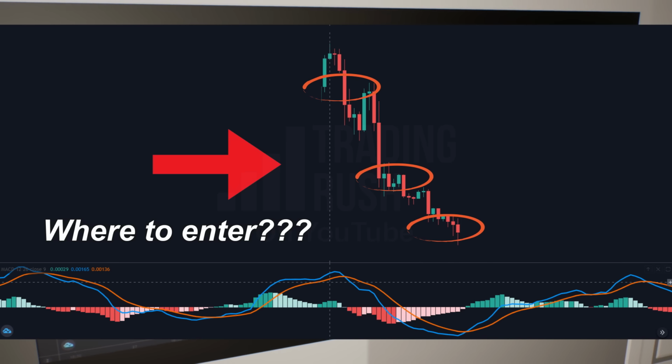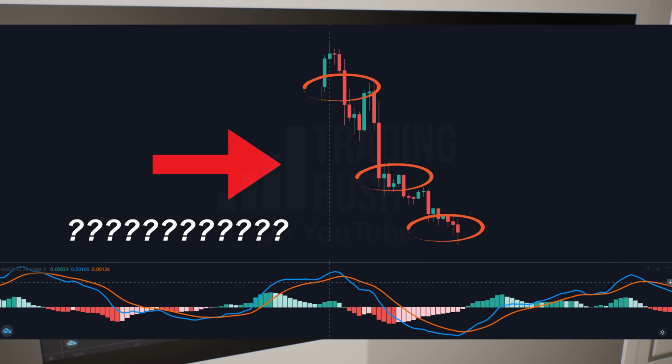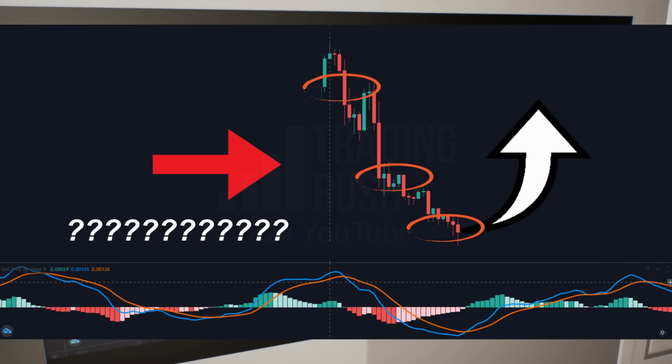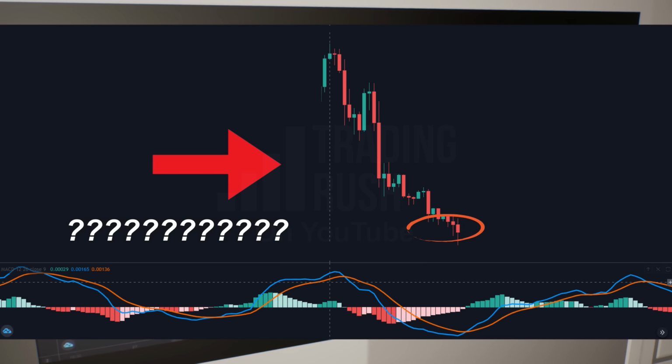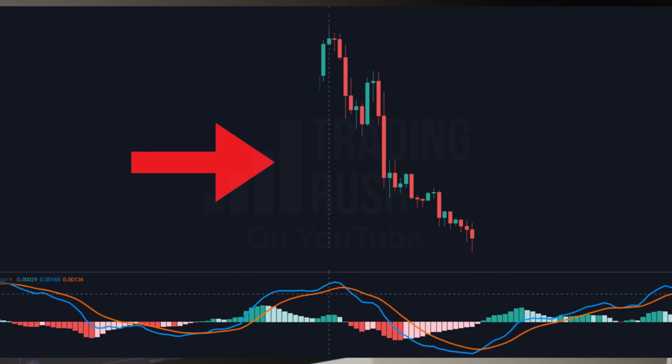Should you enter now? Well, if you enter now, how do you know the price is not going to reverse as soon as you enter the trade? How do you know if the strength of the trend is still strong or weak? What if I told you there is an easy way to identify the strength of the trend?